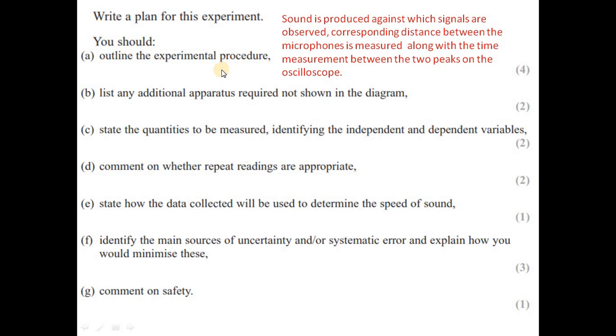List any additional apparatus required not shown in the diagram. Yes, we need a meter rule to measure the distance traveled by the sound between the microphones, and we need some source that can produce a sound wave. So mainly two things: a meter rule to measure the distance and some source to produce sound.